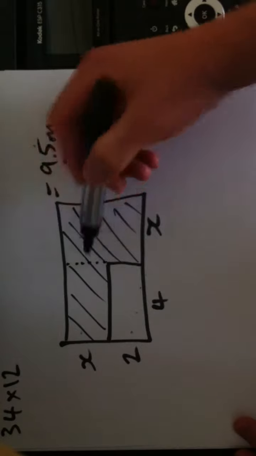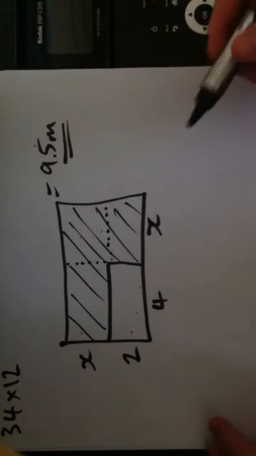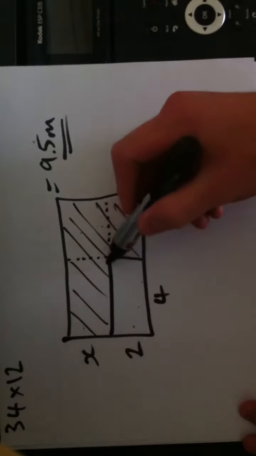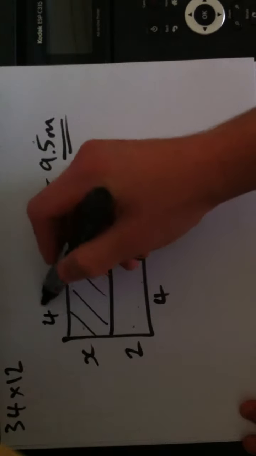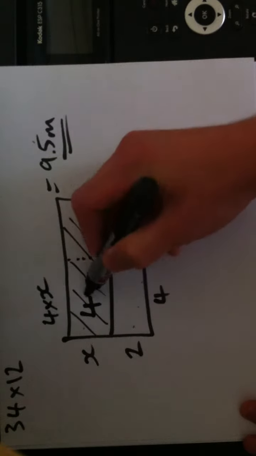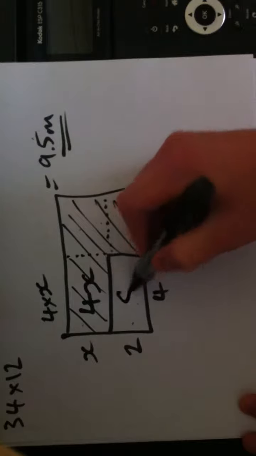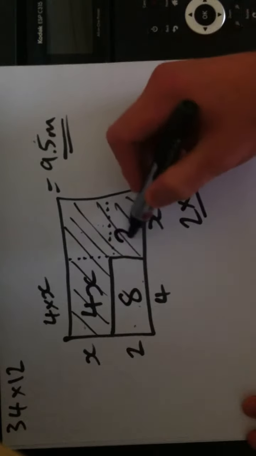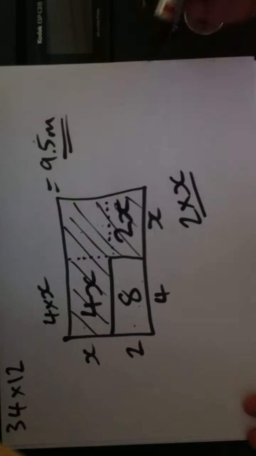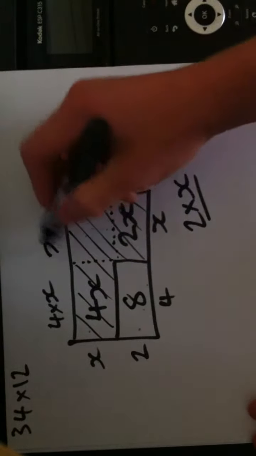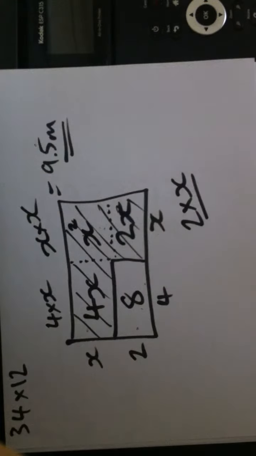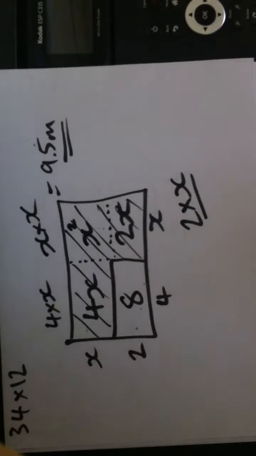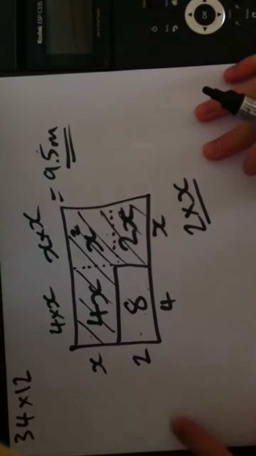So down that dotted line and that dotted line, we have, this is 4 by x, so that's 4 times x, which you can write as 4x. This here is 2 times 4, which is 8. This is 2 times x, which is going to be 2x. And this is x by x, so x times x, that's going to be our x squared. Haven't halved it yet, no.